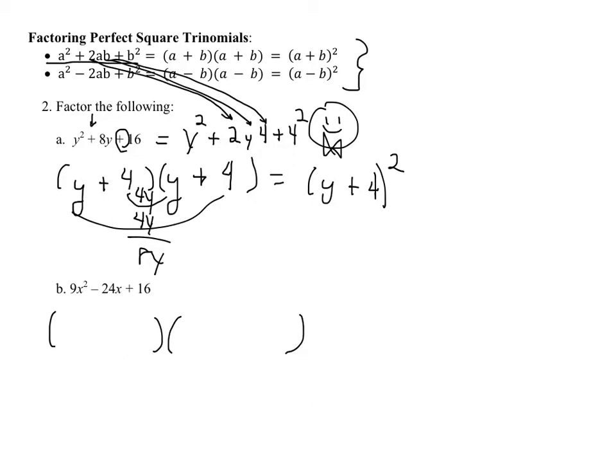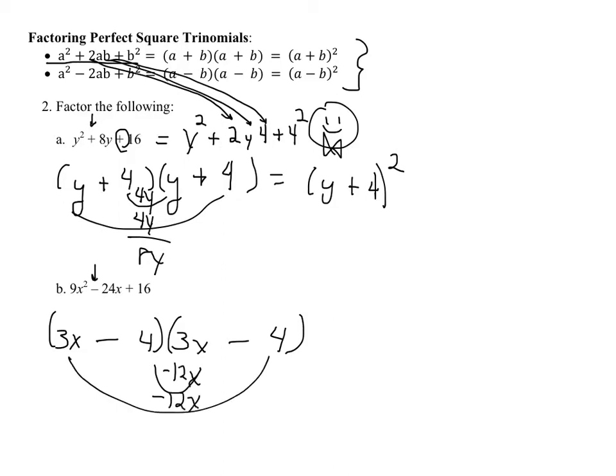So I go, well, 9 is a perfect square, 3 times 3. x, 16, 4 times 4. I know they're the same sign. They're both negative. Now check your little cradle thing. So negative 12x, outside is a negative 12x. We get a negative 24x. Sophistication, people, right? We're going to write it like that. Perfect.